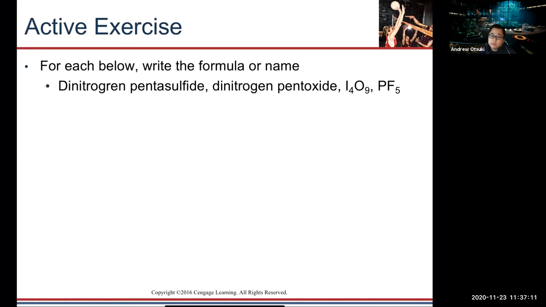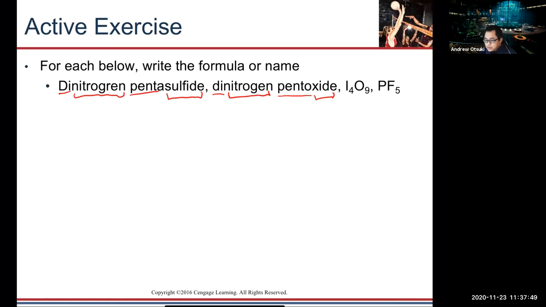So dinitrogen pentasulfide. What you should keep in mind is these prefixes here: di and penta. And then under the second part is the name of the elements. The prefixes tell us how many of that element are in the formula, and we could translate it vice versa. So dinitrogen means we have two nitrogens. That's the first element, nitrogen.